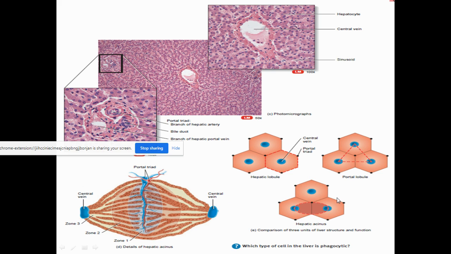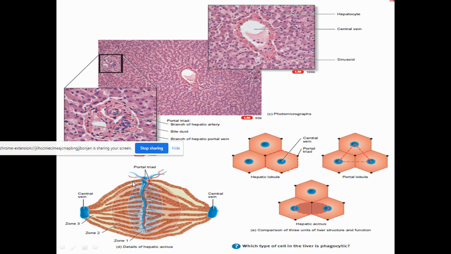So you can see here the hepatic acinus, unlike the triangle, is oval in shape. It is connecting two neighboring lobules, not three lobules. How it is connecting, you can see: the two central veins and a portal triad. The portal triad, which has all three, bile duct, hepatic portal vein, and hepatic artery, is in the center.